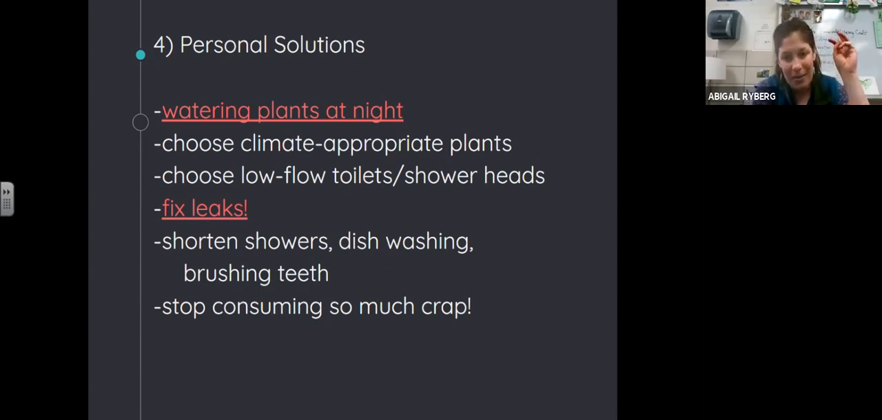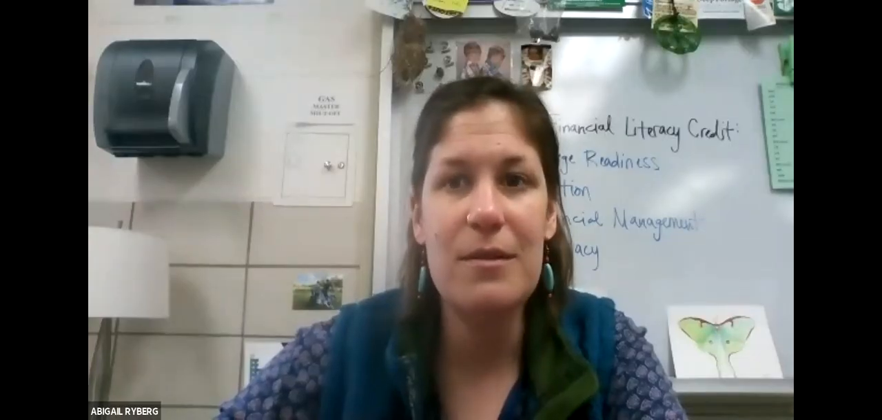Shorten your showers, be more mindful about dishwashing. My new dishwasher, one of the reasons I bought a brand new dishwasher is because it was going to be so much more water and energy efficient. So I put everything in my dishwasher now because, from what I read, it's way more efficient than hand washing my pots and pans, for example. And then of course, just stop consuming so much stuff, be more mindful of what we're buying, buy used, eat less meat because it requires so much more water to produce. Okay, that should be the end of our first section of notes.